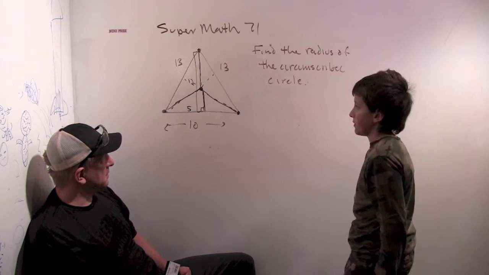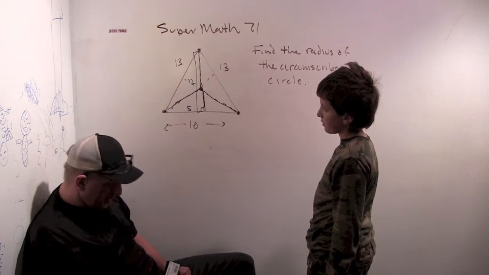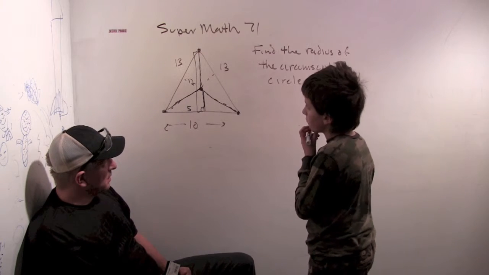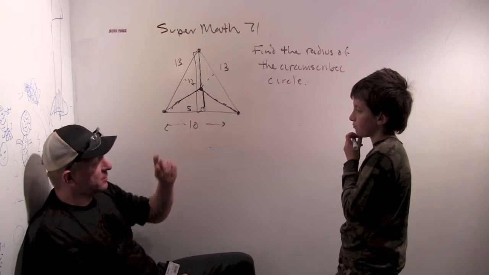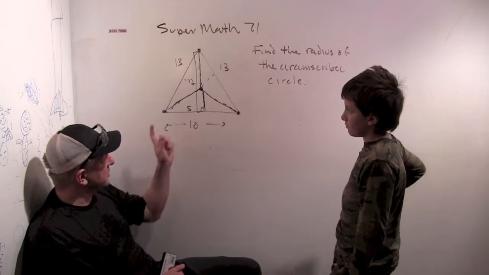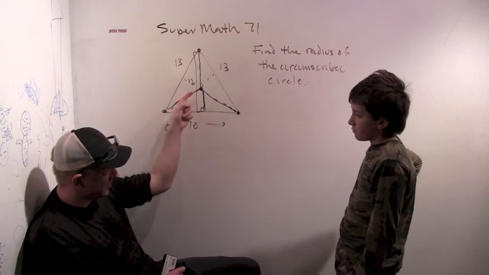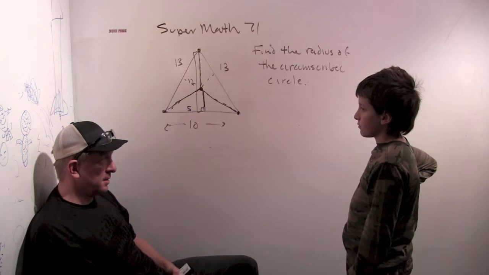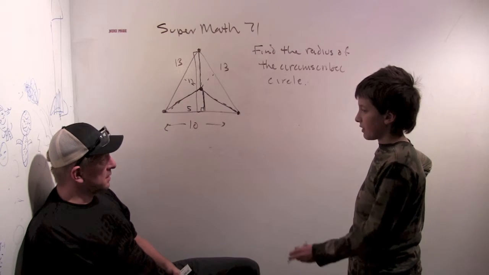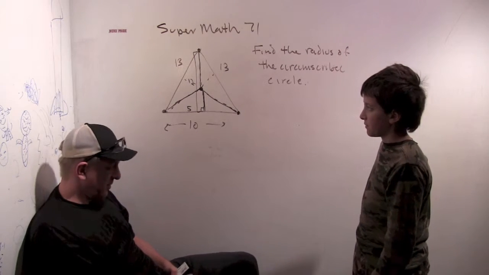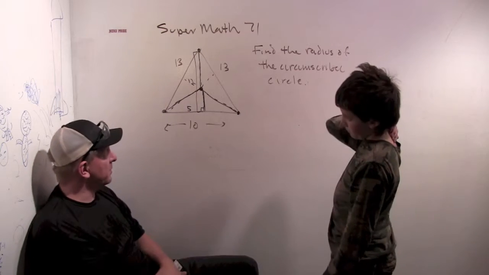Well, I know the area of the triangle. Okay, you know the area, yeah. But we haven't yet said, there is actually a really interesting formula for the area of a triangle using the radius of the circumscribed circle, but we haven't talked about that yet. Well, I think there was one with the radius of the inscribed circle. Yeah, there's also one with the radius of the inscribed circle, which we have talked about.